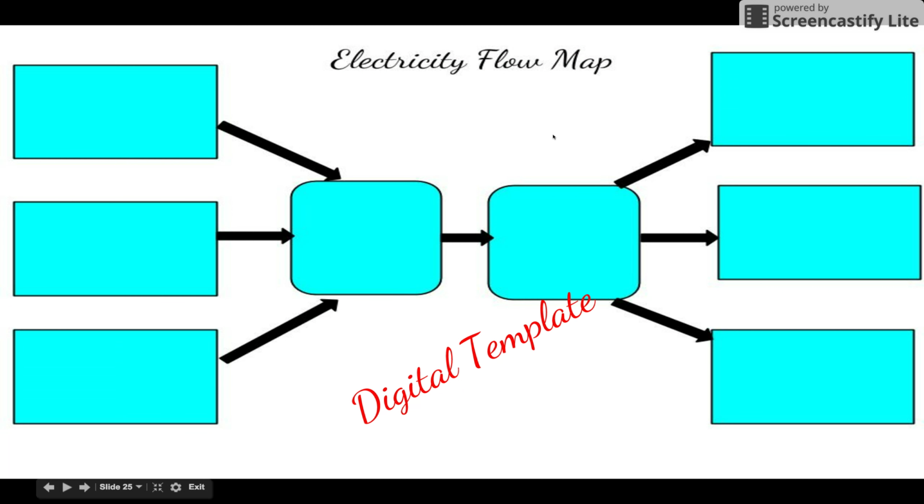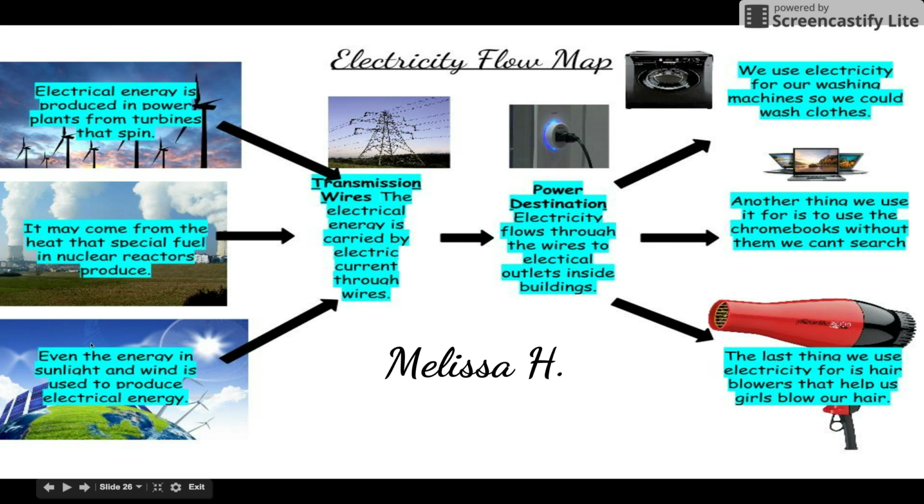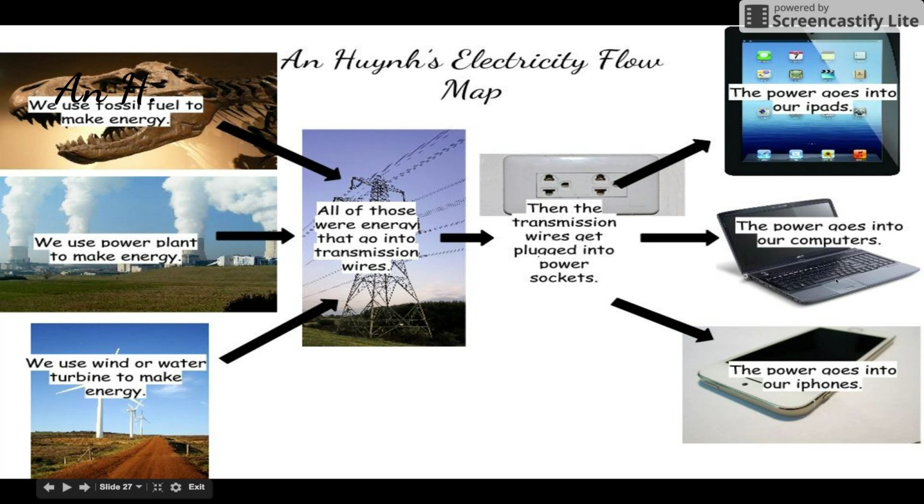This is another digital template that I use as an electricity flow map. You can see that here are the sources of electricity, where it starts, and then it moves to transmission wires, then comes to a power destination, electrical outlets, and then is sent to our electrical appliances. Here's another one, same thing.